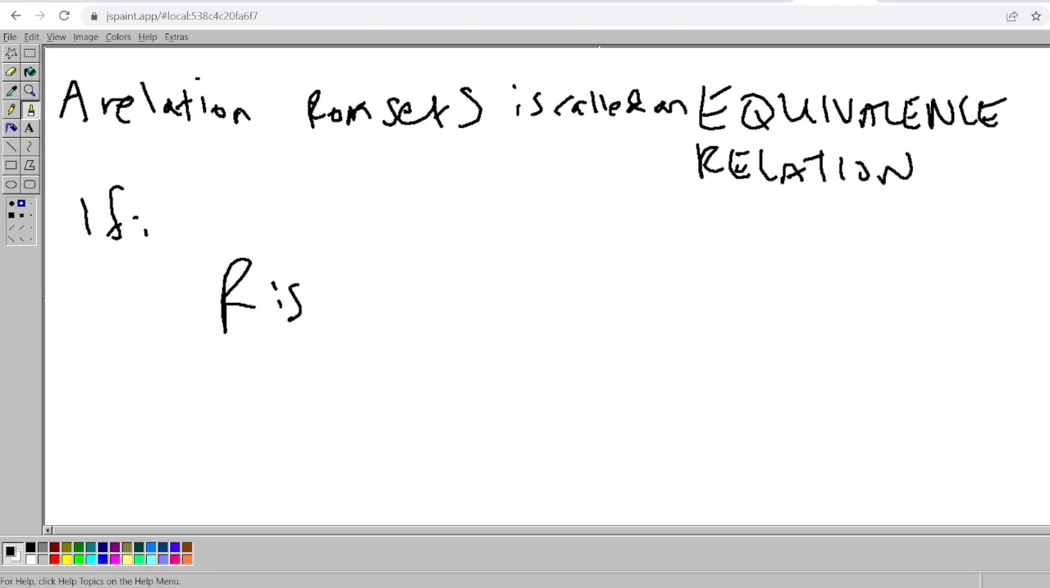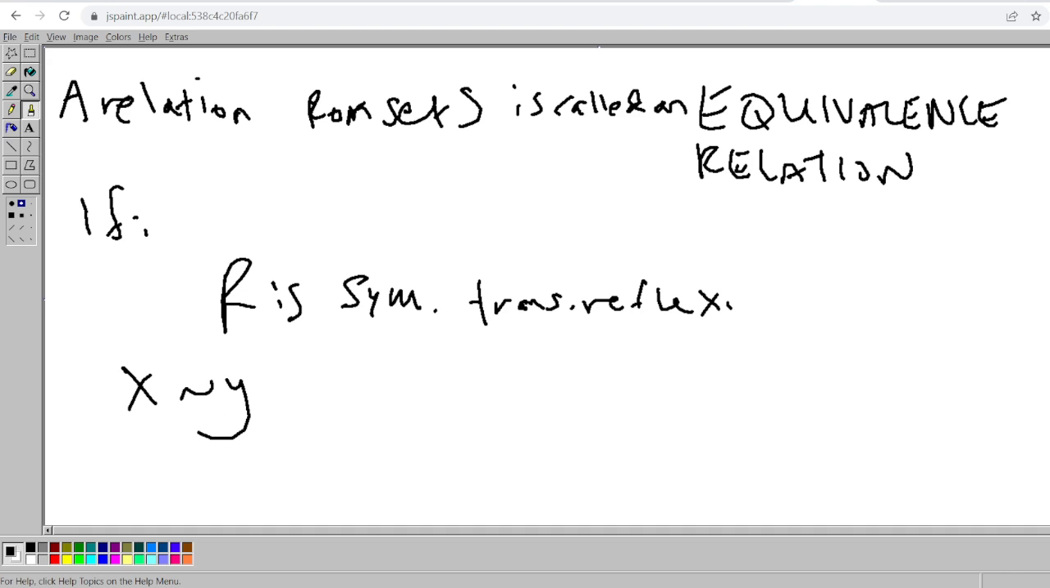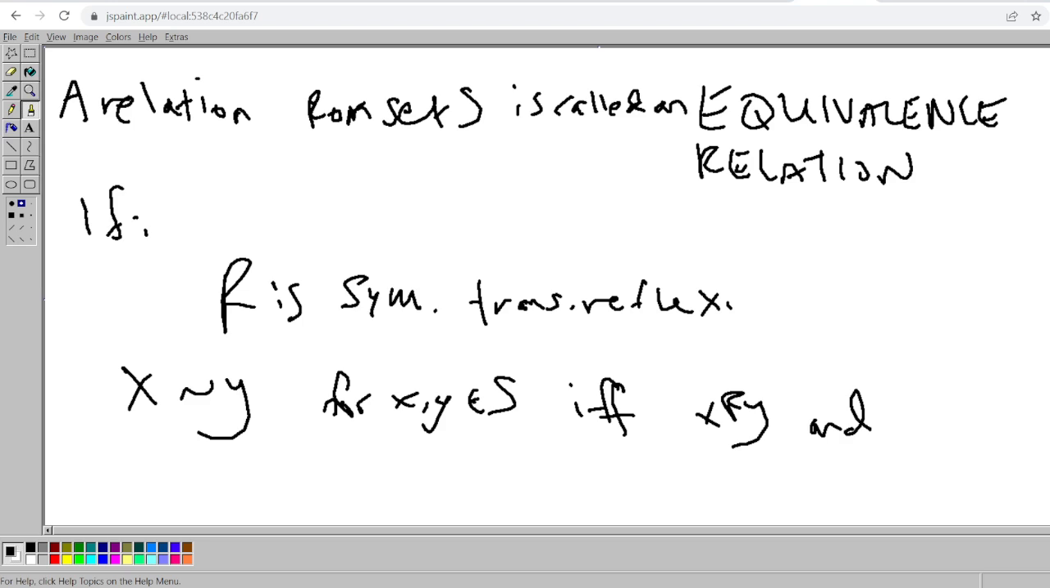And it's symmetric, transitive, reflexive, and it's denoted by the tilde, x tilde y, for x, y both in S, if x relates to y and R is an equivalence relation. So what is this used for? I can give an example real quick.